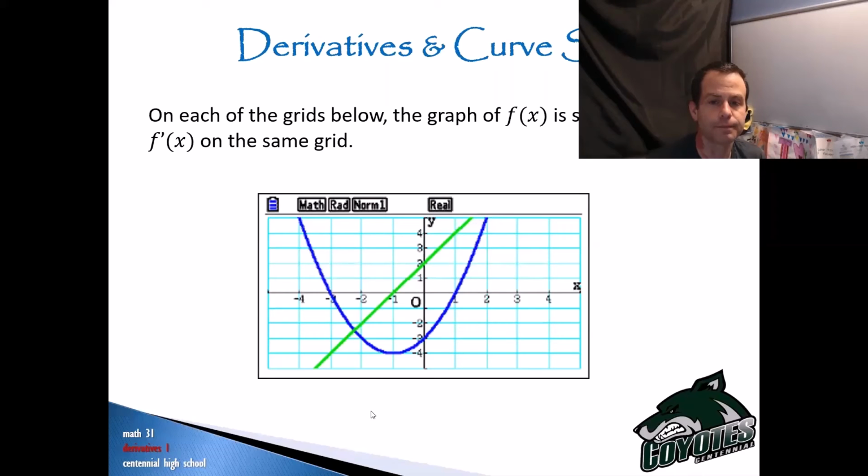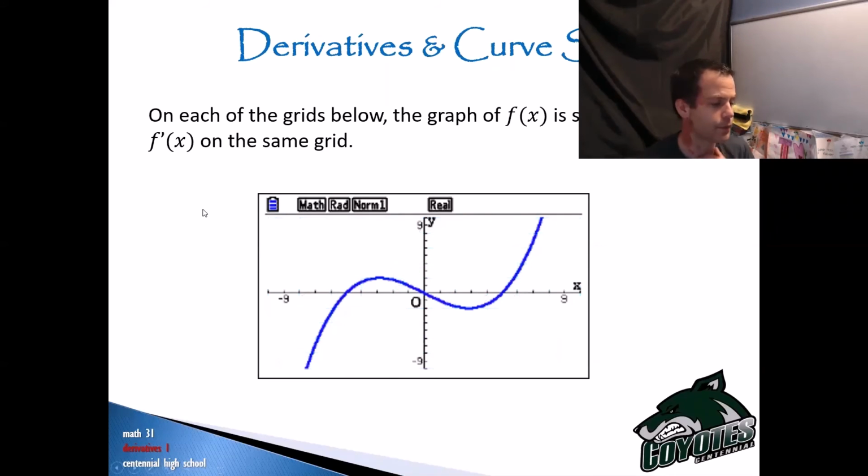Now, spoiler alert, if you haven't seen this yet, what I also want you to notice is a degree 2 will have a degree 1 derivative. Did you notice that? Okay, let's keep playing with that thought for a couple minutes.